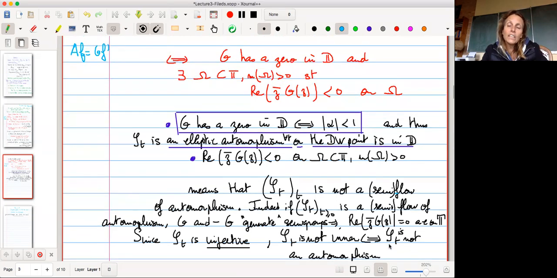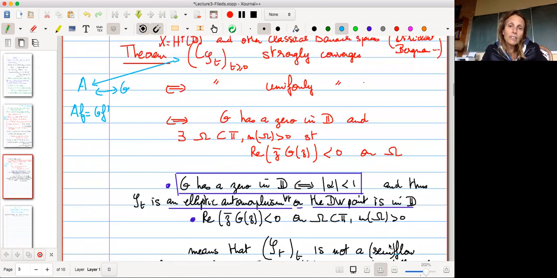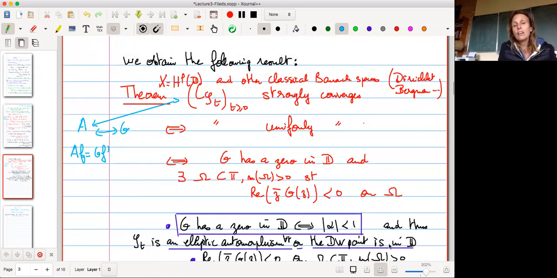And in this case, we are very lucky because we have a characterization of the existence of the limit from the data at 0, that is from the A or G. Okay, so that's the end of the biggest part of this lecture.